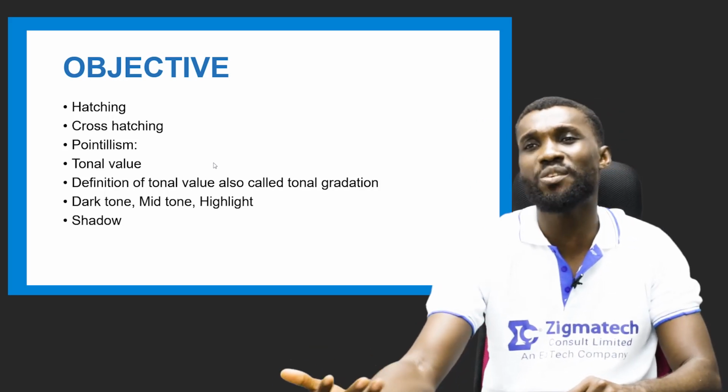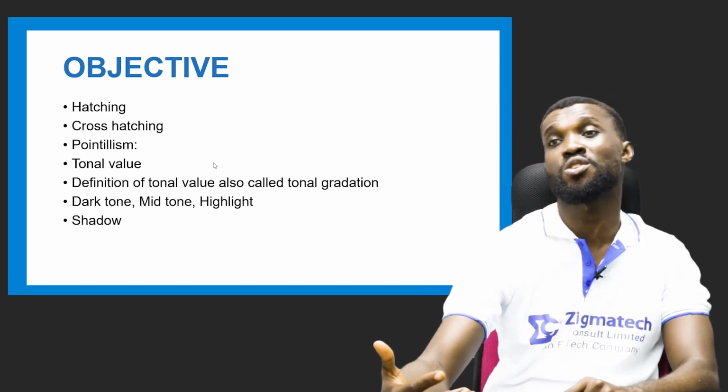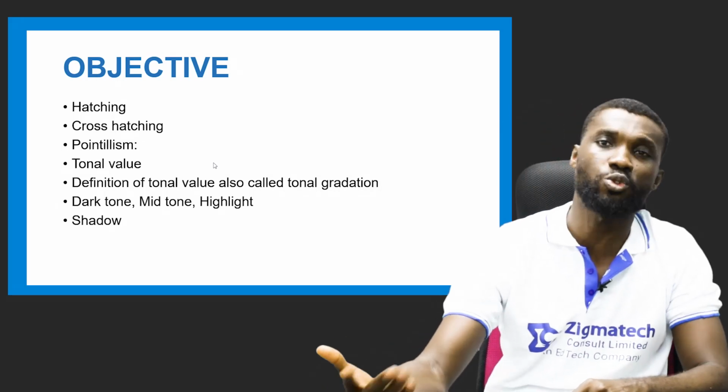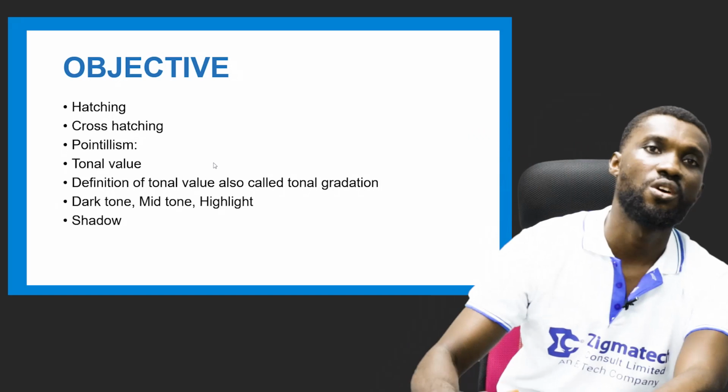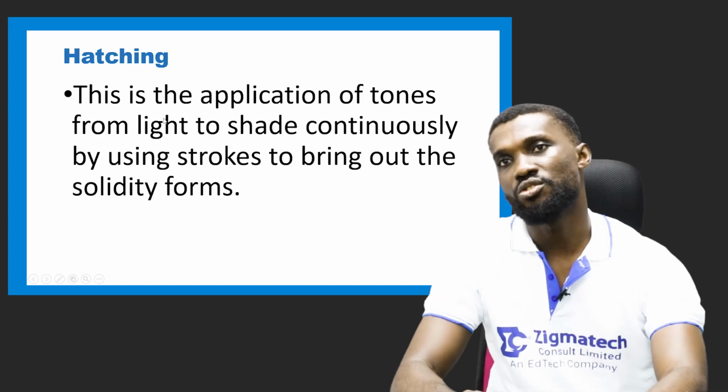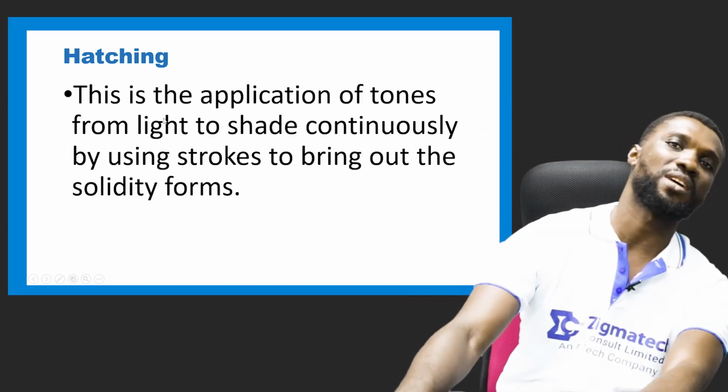Then we'll define what tonal value is, which is also known as tonal gradation. We talked about the dark tone, the mid tone, the highlights, and the shadow in the course of this study. Now, first of all, let's look at hatching.